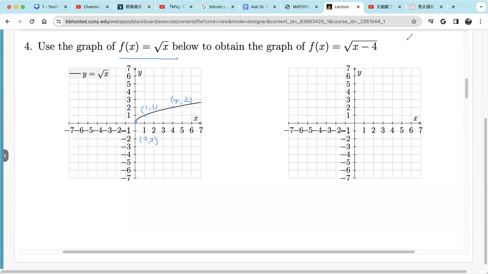So this will be horizontal shifting. Horizontal shifted to the left, to the right. When x minus a number, there's a shift to the right 4 units. But let's use a table of values anyway to confirm that.